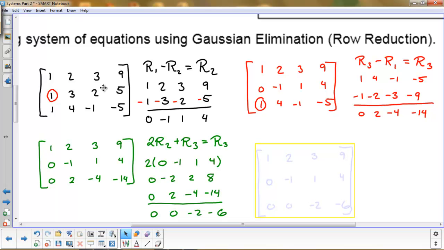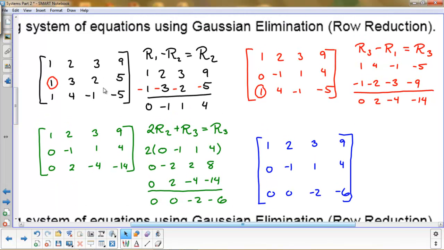And then I get a new augmented matrix that looks like this. From that I can fill in my final answers. I can find my solution quite easily. My solution, once again, is x, y, z, and that's going to be 2, negative 1, and 3.